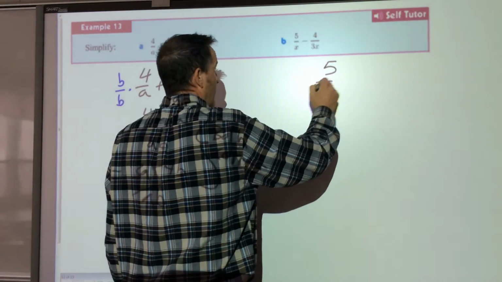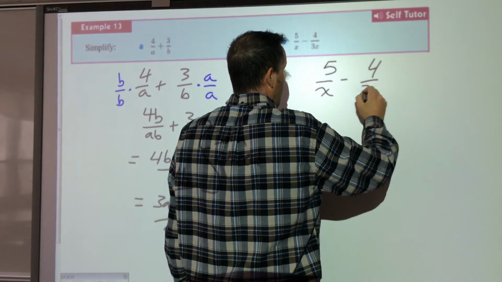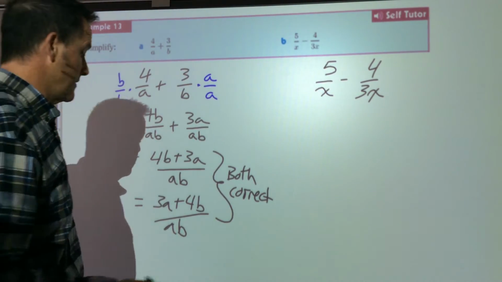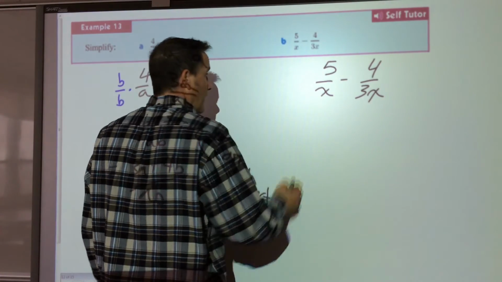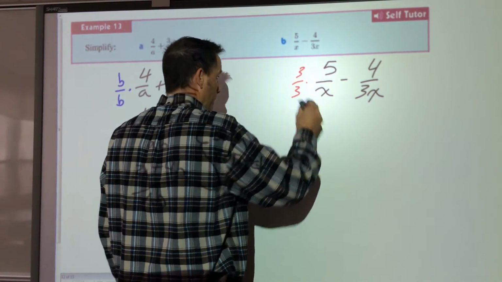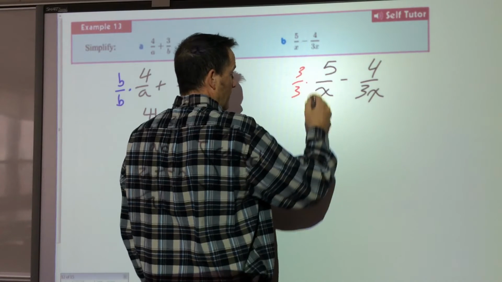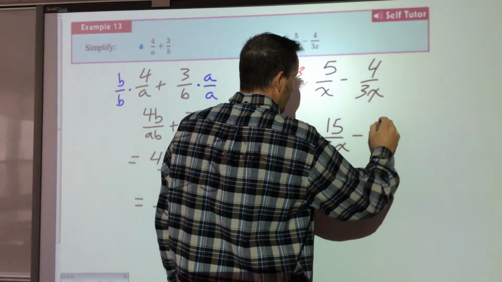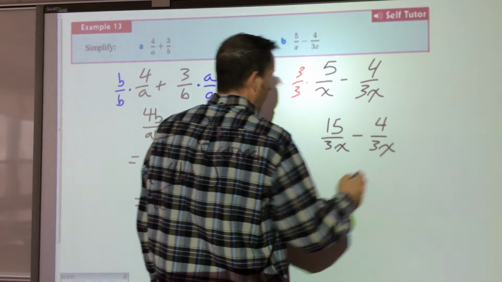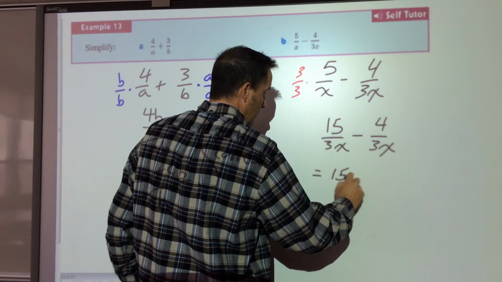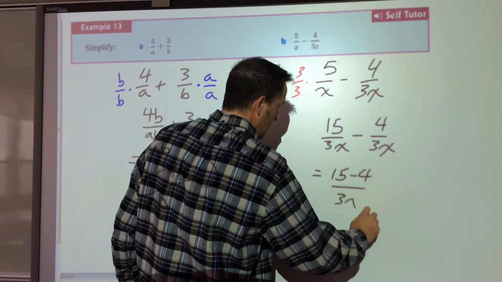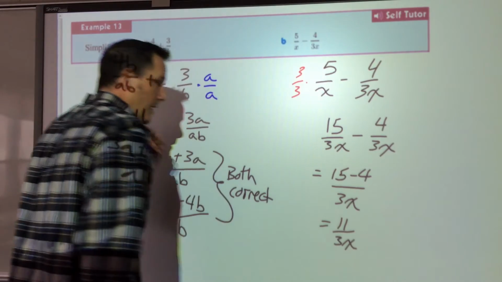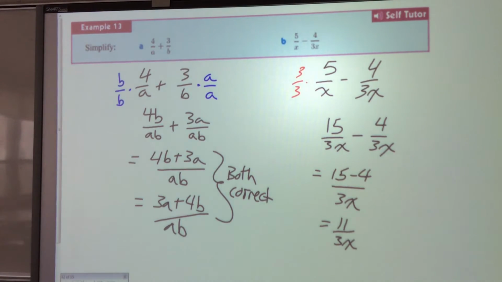So 5 over x minus 4 over 3x. Common denominator here is going to be 3x. So we multiply this by 3 over 3. And that's 5 times 3 gives me 15. 3 times x is 3x minus 4 over 3x. Then becomes 15 minus 4 over 3x. 11 over 3x. Everything seems to be simplifying nicely so far, nothing crazy.